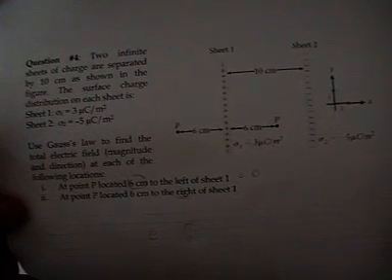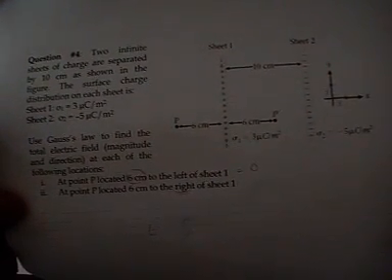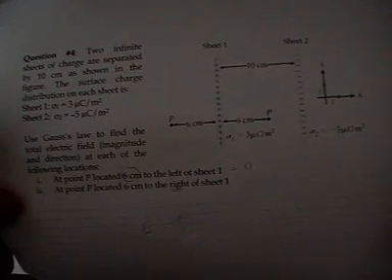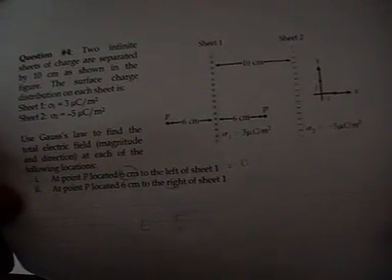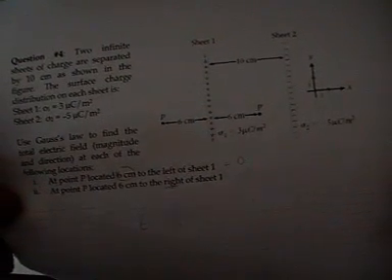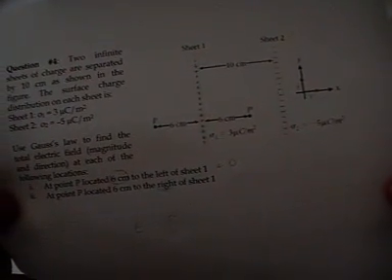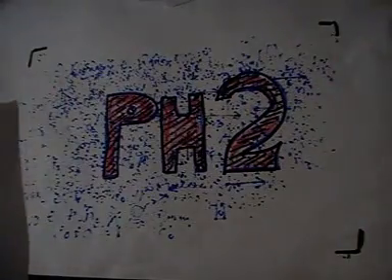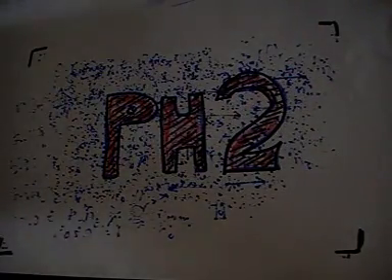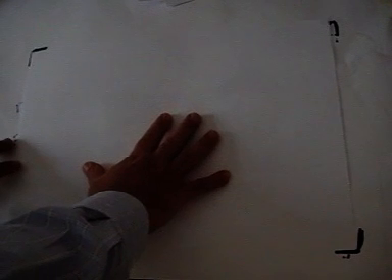One of them is 3 microcoulomb and one of them is minus 5 microcoulomb, and he wants you to find the electric field at point P, 6 centimeters to the left of sheet 1, and then 6 centimeters to the right of sheet 1. Okay, let's start here. We already did this in quiz number 2.